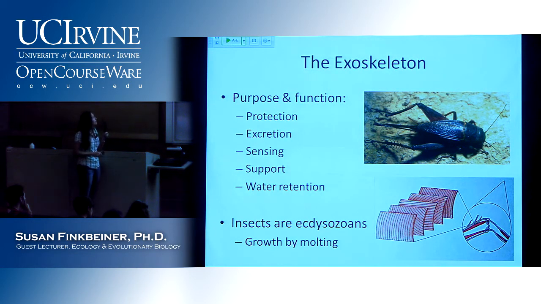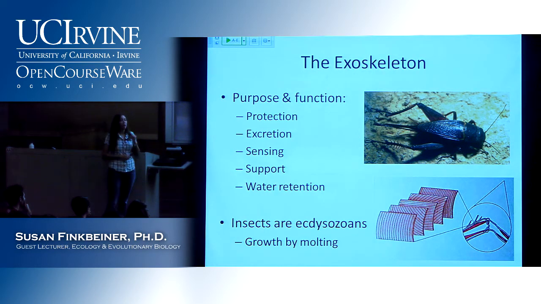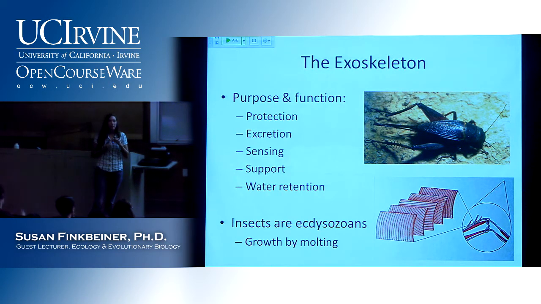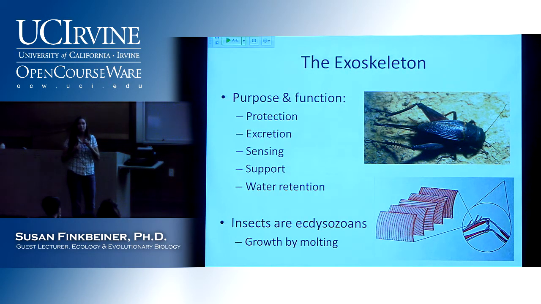And you should know that insects are ecdysozoans. And so that means that they grow by molting. And so when they are ready to molt, the exoskeleton splits in half and then a larger form of the insect crawls out.